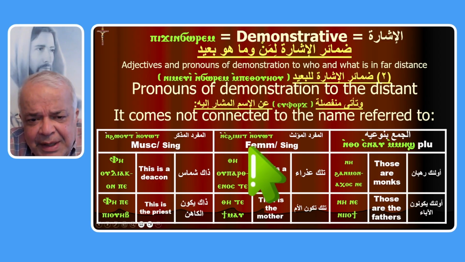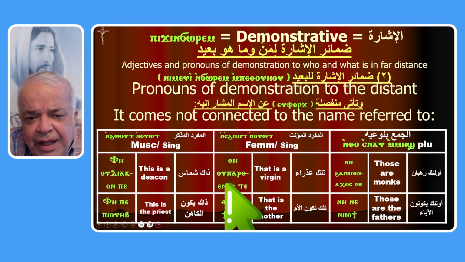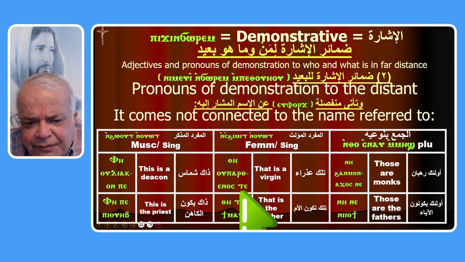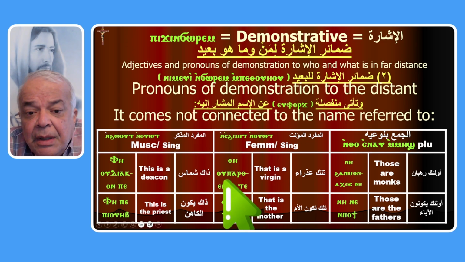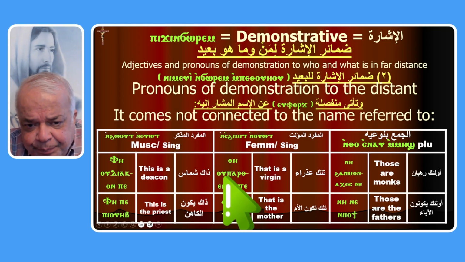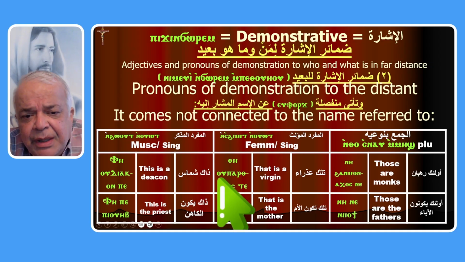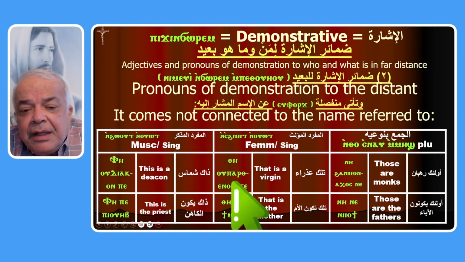Now, for the female, si o parthenos te. This is in indefinite form again, for feminine singular. O epsilon, that's the article of indefinite form for both masculine and feminine. It doesn't change with the change of sex.